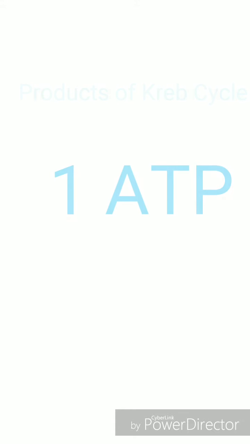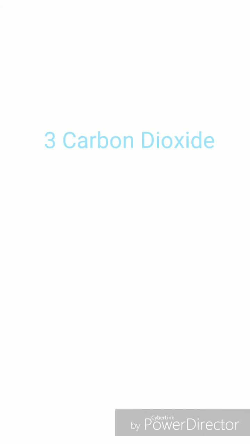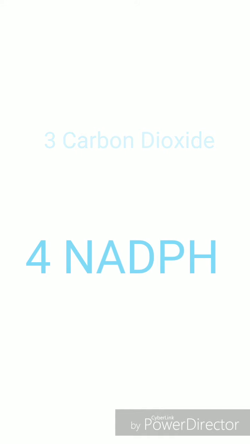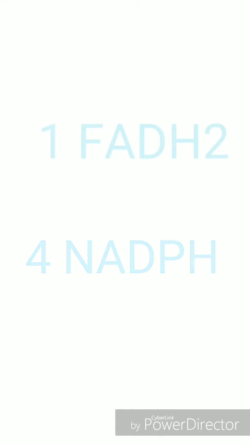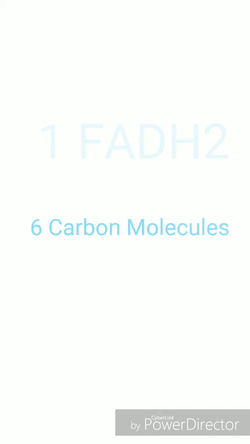Overall, one turn of the citric acid cycle releases 2 carbon dioxide molecules and produces 3 NADH, 1 FADH2, and 1 ATP. The Krebs cycle goes around twice for each molecule of glucose that enters cellular respiration, because there are 2 pyruvates and thus 2 acetyl CoA made per glucose.